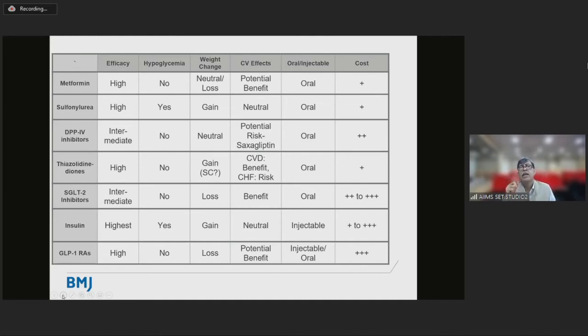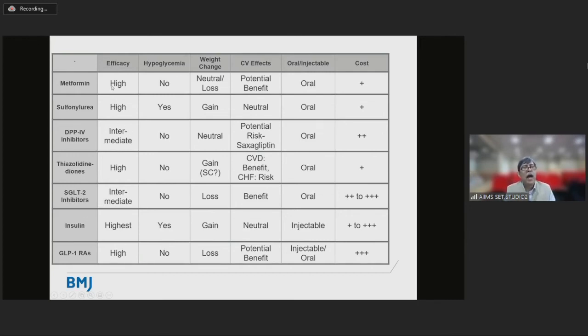Efficacy, hypoglycemia, weight, CV effects, oral versus injectable, and cost. So of the injectable, obviously insulin and a bunch of GLP-1 receptor agonists, the rest are all oral. And of the cost, SGLT2 inhibitors at the moment, except for DAPA, which is off patent, all the GLP-1 receptor agonists are expensive. Insulin obviously is expensive, varying from conventional insulins to designer insulins. But remember there are other costs too, because you need monitoring equipment, you need syringes, needles, etc.